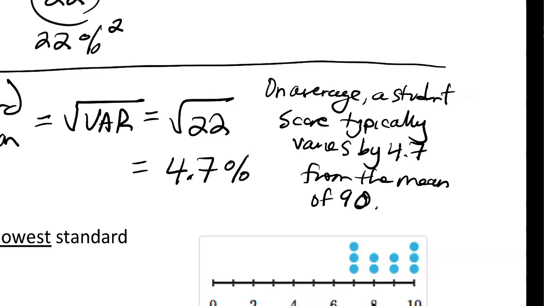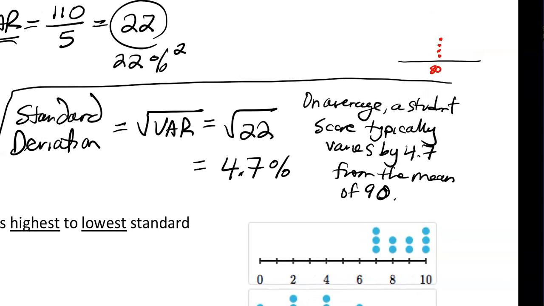What this standard deviation tells us is that if you had a dot plot that looked like this and all the dots were at the same exact values, they were all at 80, your standard deviation would be 0 because there is no variability away from the center because they're all at the center. The symbol that we use for standard deviation is S, is 4.7. Or you could just write SD or STDEV. There's different ways to abbreviate standard deviation, but usually S equals 4.7.